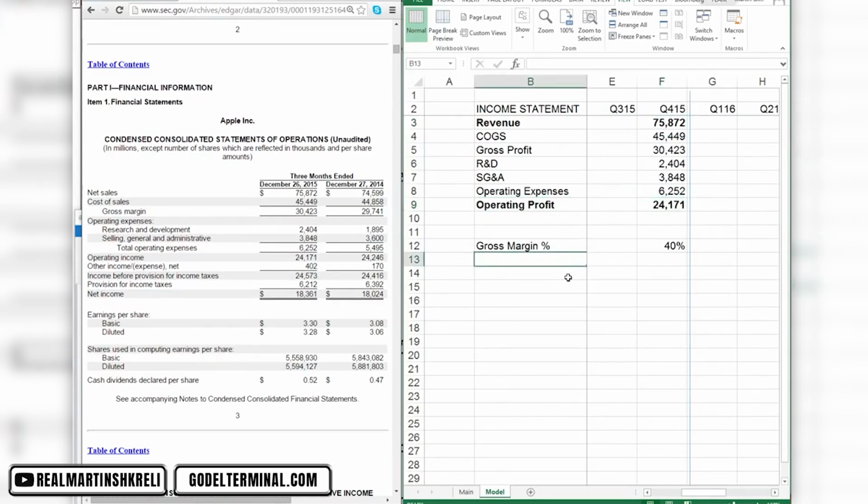So we can actually do an operating margin. And that operating margin is roughly 32%. That's a very high margin. Most businesses don't have a 32% operating margin. Some pharmaceutical companies do, but retailers and things like that have more like 10% operating margins. So pretty healthy margins from Apple.